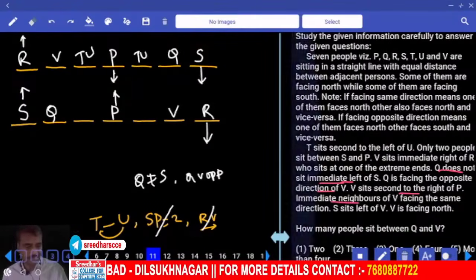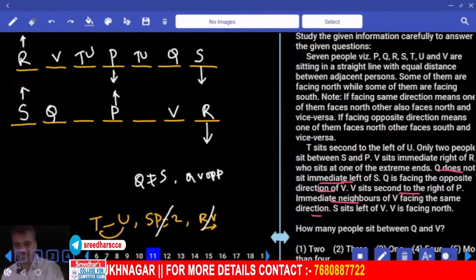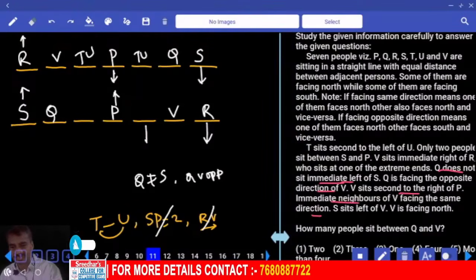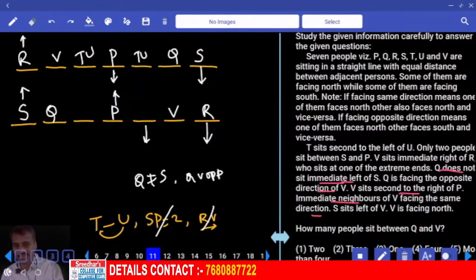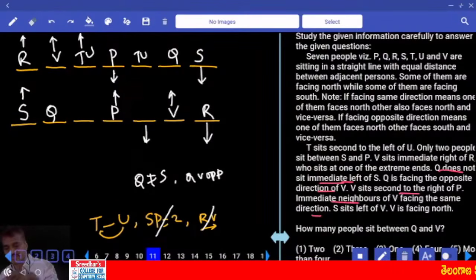V sits second. Immediate neighbors of V facing same. Now V's neighbors are facing the same direction. Then V is facing north. Here again V is facing north.